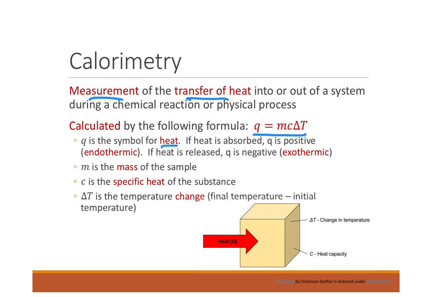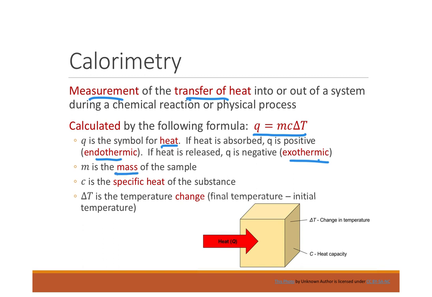If heat is absorbed by a substance, Q is a positive number. That would be an endothermic situation. If heat is released by the substance, then the Q is negative, which would be indicating an exothermic situation. And so negative and positive numbers in the calorimetry formula are talking about how the heat is moving. Is it moving into something or out of something?